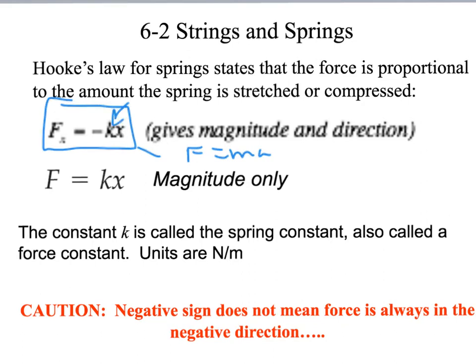K is called your spring constant, also called your force constant, and the units are newtons per meter. It's a measure of how much your spring can be stretched or compressed. The higher the number, the harder it is to stretch or compress it. But we still want to talk about this negative sign here. The negative sign does not mean force is always in the negative direction, and we'll see why coming up.